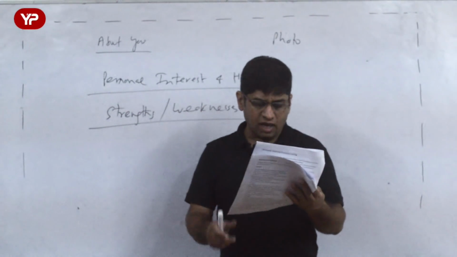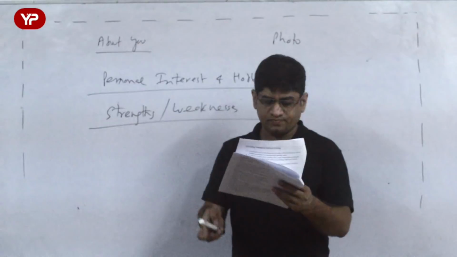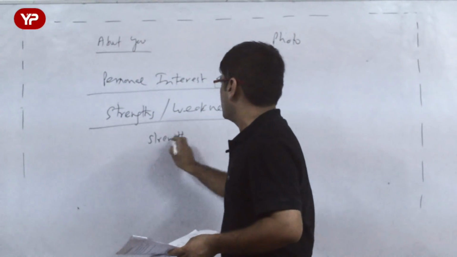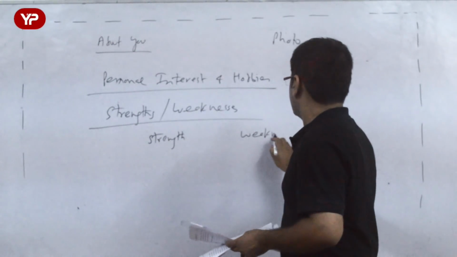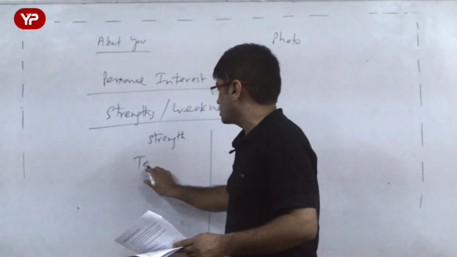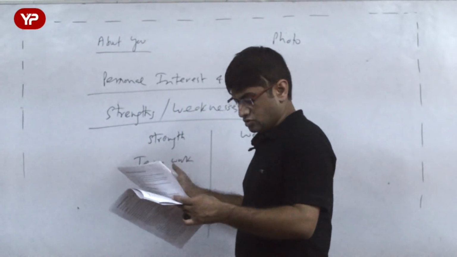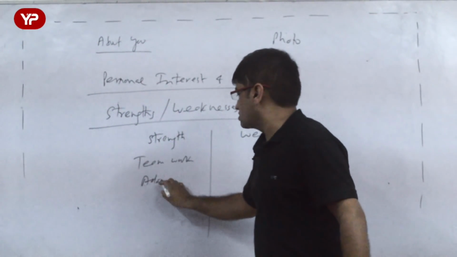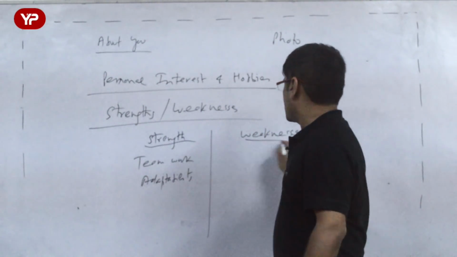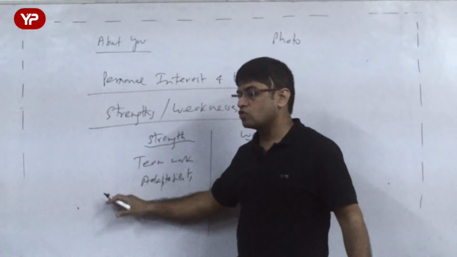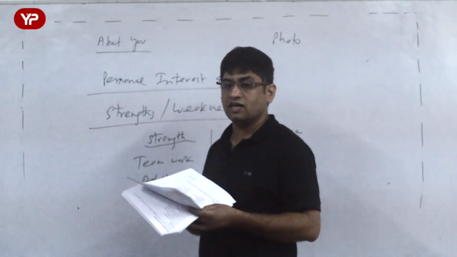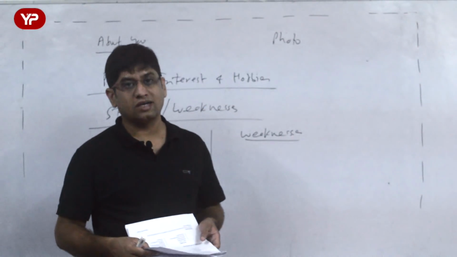So let me give some examples here, strengths and weaknesses. What you can do is, you can make a small two-column table here, strengths and weaknesses. You can write in the strengths, like teamwork is my strength. You can write adaptability is my strength. And what I recommend is, at least write 4 to 5 strengths and 4 to 5 weaknesses. But keep one thing in mind, that when you're writing strengths and weaknesses, they should not contradict.